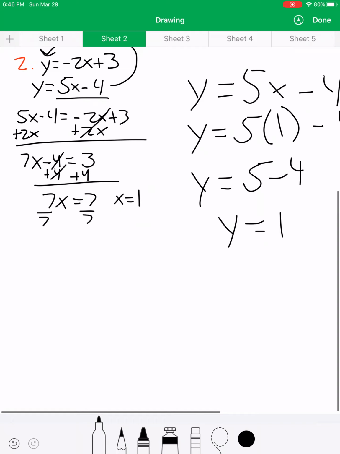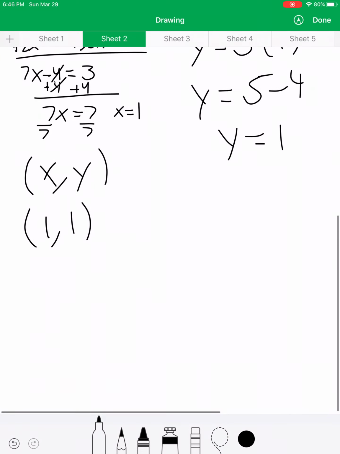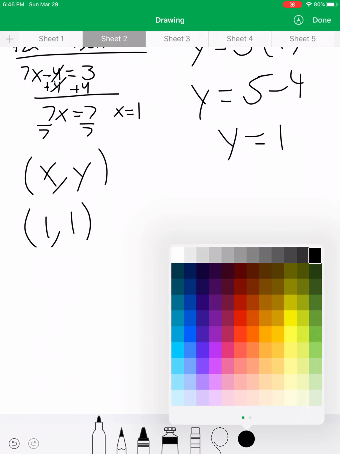Remember, you have to write it as an ordered pair. That ordered pair is always going to be an x, y ordered pair. So my final answer in this one is going to be (1, 1). All right, that's number 2. Let's move on to number 3 now.